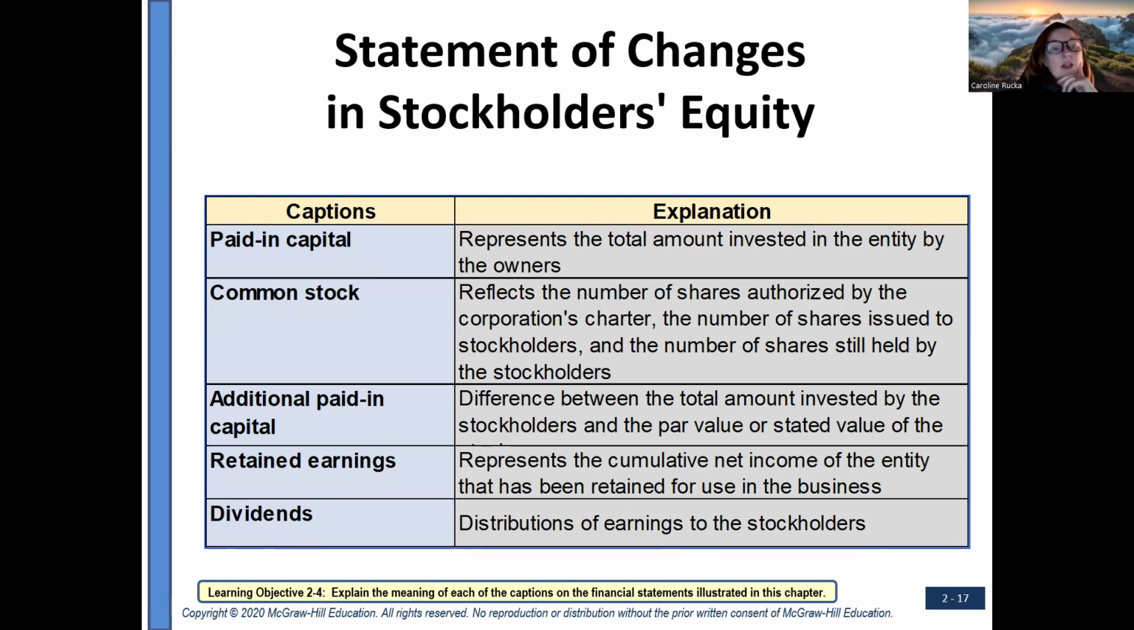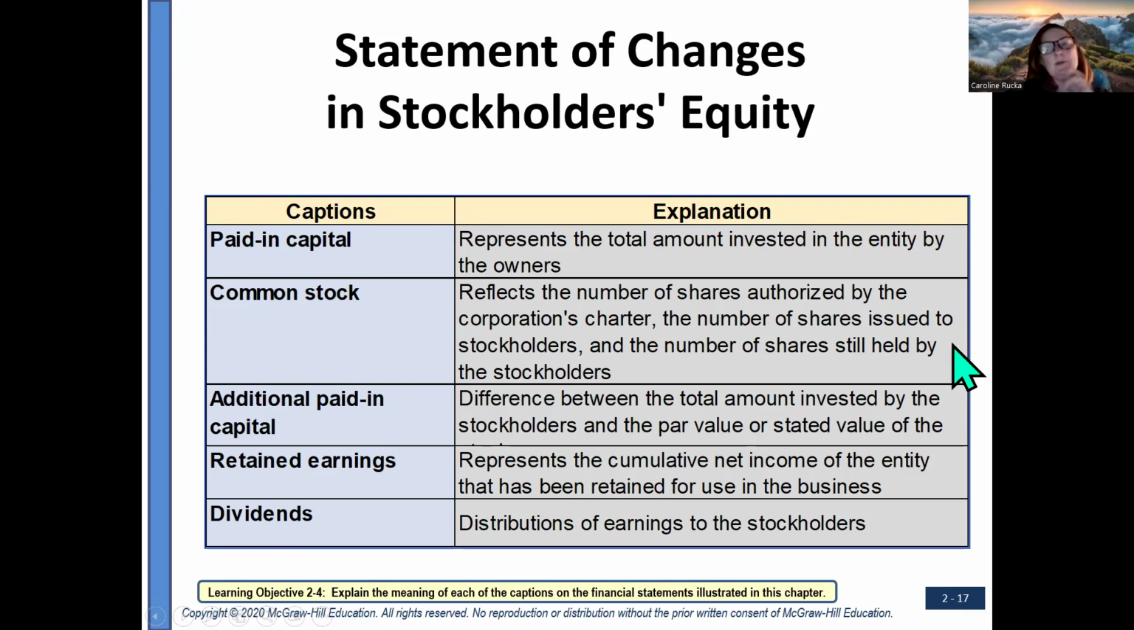Okay. So again, some definitions for you guys. Paid in capital, we talked about that. That's the total amount invested by the owners. Common stock is the number of shares that have been authorized and issued to stockholders. Additional paid in capital is anything extra that owners have paid in over the par value of the stock. Retained earnings, that's the amount of net income that has been retained for the use in the business.